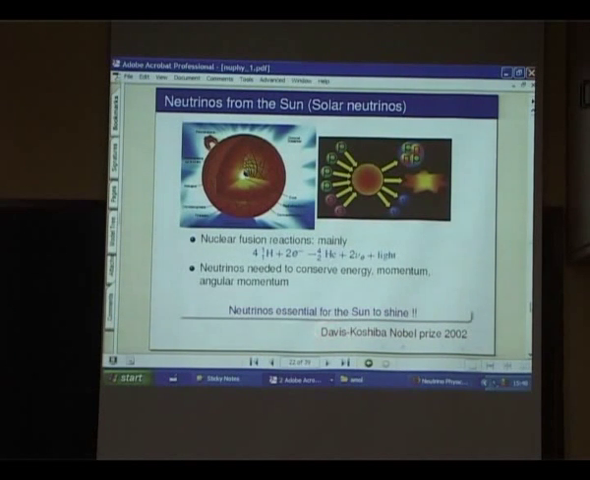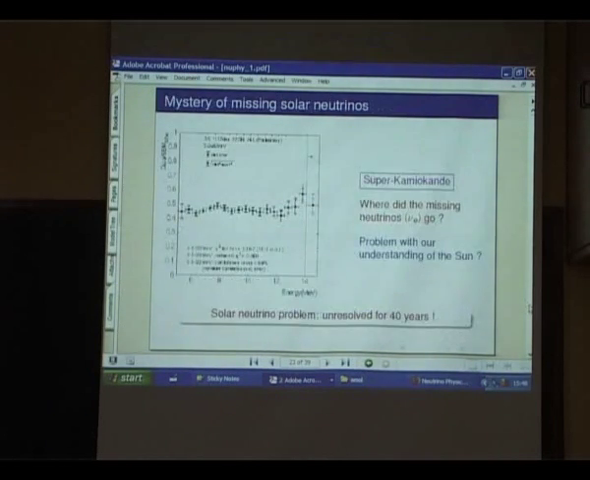And Davis made an experiment in 1962 to detect these neutrinos, and he showed that neutrinos actually came from the sun. He got a Nobel Prize for that. Again, not late, but he did get it. However, the number of neutrinos that he actually saw was almost half of the number of neutrinos that he expected. This was the problem. This was the mystery.